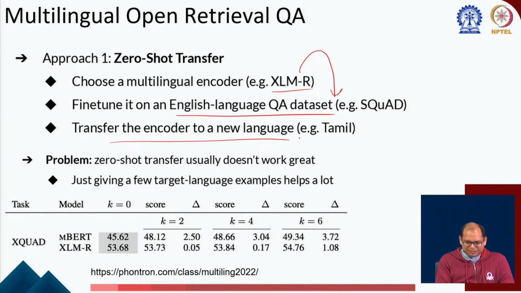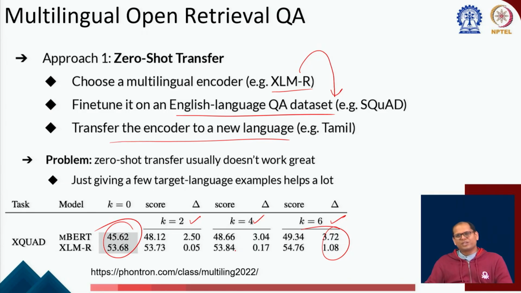Something like mBERT versus XLMR, they get some 53% accuracy. But what was found is that apart from doing the zero shot transfer, if you use at least some examples of the language that you want, like 2 examples, 4 examples, 6 examples, there is an improvement in score. So it's better if you give some more examples in the language. It helps. It was helping a lot with mBERT and a little bit with XLMR. So this is the zero shot transfer case.